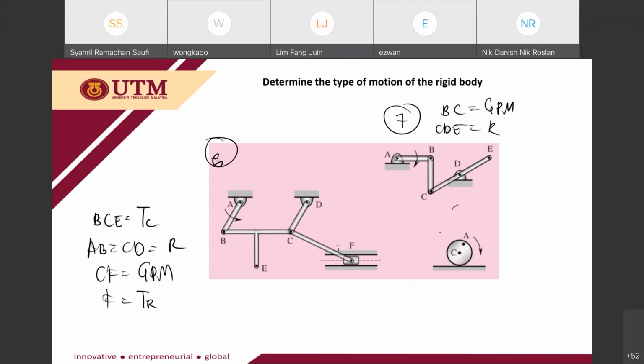So we go on to number 8. You have a roller. It is rotating, this roller is rotating and moving to the right. What would be the motion for this rigid body? Rotation. The whole rigid body is moving to the right.